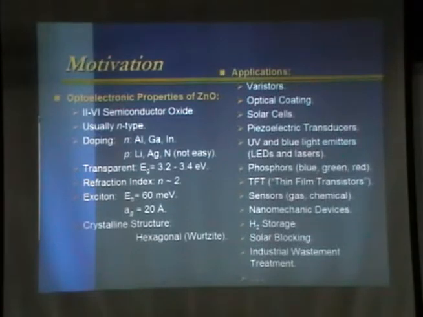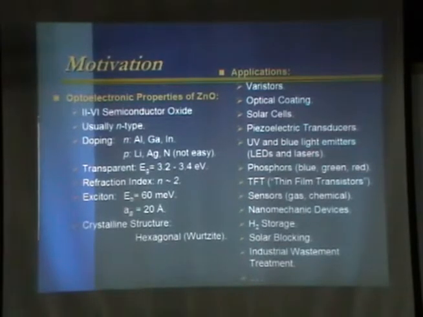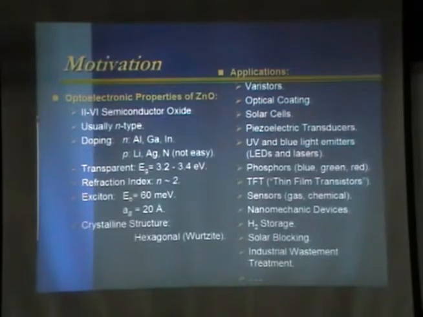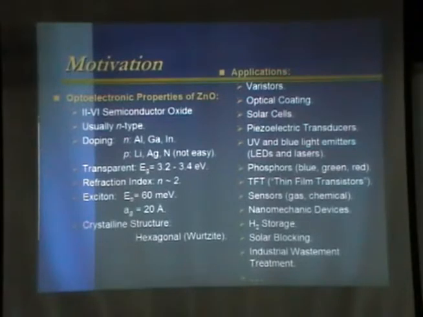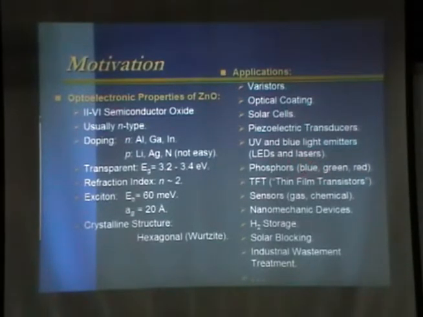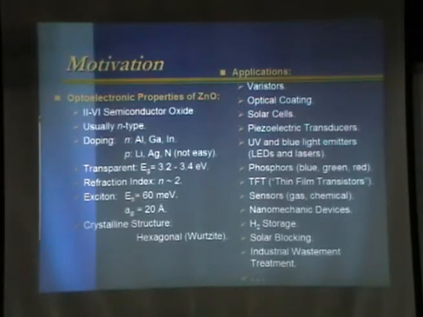For this reason, we have several applications in varistors, optical coating, solar cells, piezoelectric transducers, UV and blue light emitters, because you have the band gap energy in the ultraviolet region. Also phosphors, because it has not only light emission in the blue and UV, but also emits light from defects in the green and red, so you may have the three colors with this material. Then thin film transistors have been prepared with the material. It also has application in gas sensors, nanomechanical devices, and others, right?